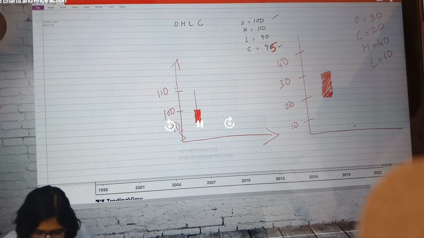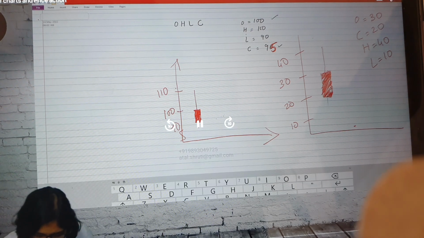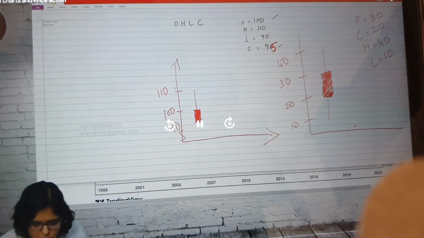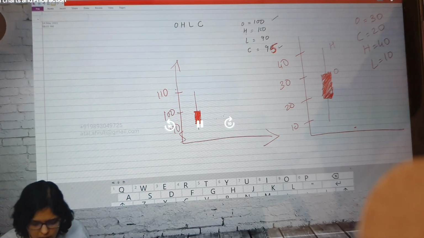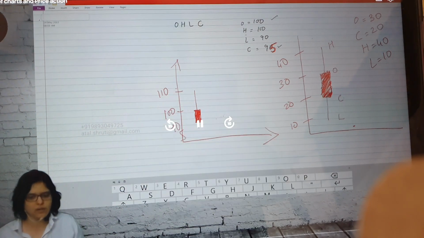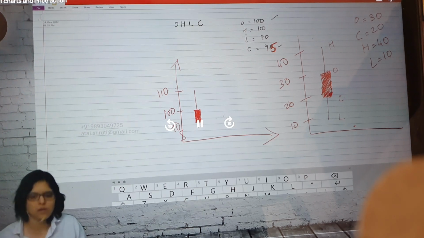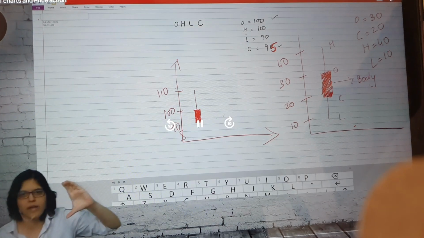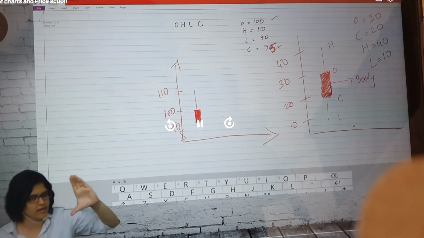And high is at what? 40, low is at 10. Very easy. So can I say this is O, H, L, C. Open, high, low, and close. Have you understood this? Yes. Achha. One point. This part is known as the body of the candle. The main part, which contains the open and close. That is known as the body of the candle.